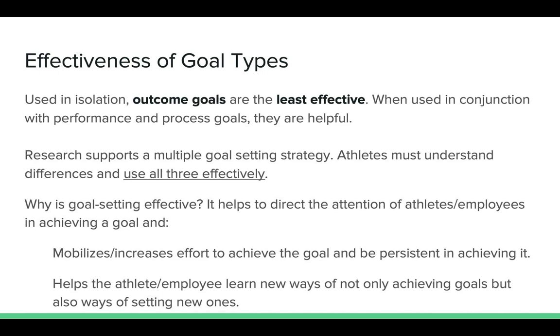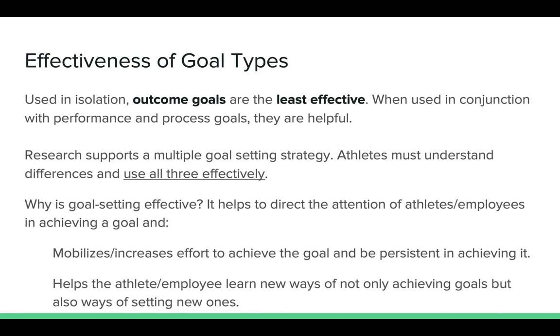So why is goal setting really effective? We know that, okay, if we use all three of those goals in combination, in conjunction with one another, it's going to be effective. Why is it effective? Well, it really just helps to control or direct the attention of the individual into achieving that goal. But also, it does two things. One is it tends to mobilize, activate, or increase effort and persistence in achieving a goal. It gives you a way to focus the energy on completing something.